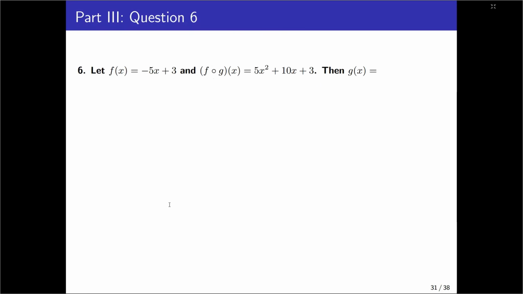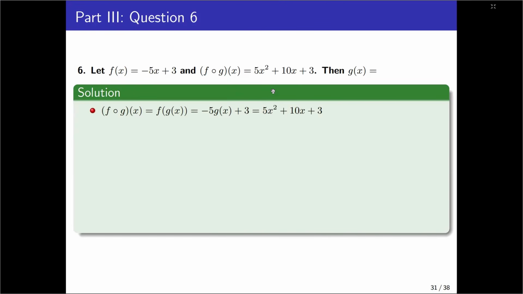Okay, question number 6. Let f of x equal minus 5x plus 3, and f composite of g of x is given to be 5x squared plus 10x plus 3. Then we are asked just to find g of x. We are given f of x, a linear function, and the composition of this function f and the unknown function g to be this quadratic.